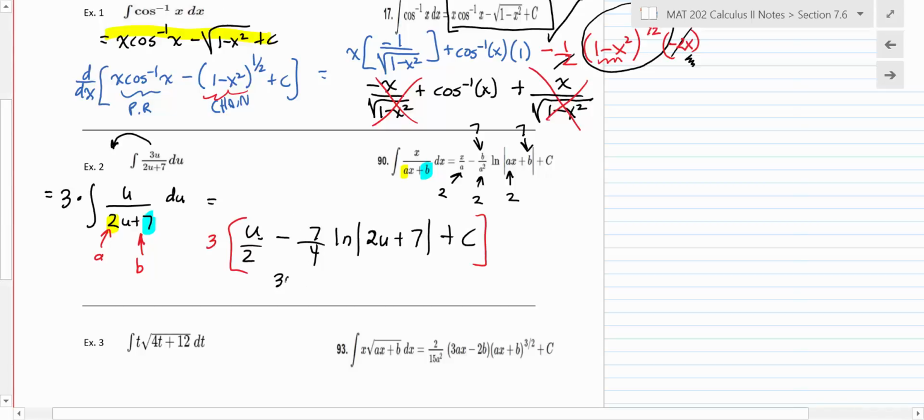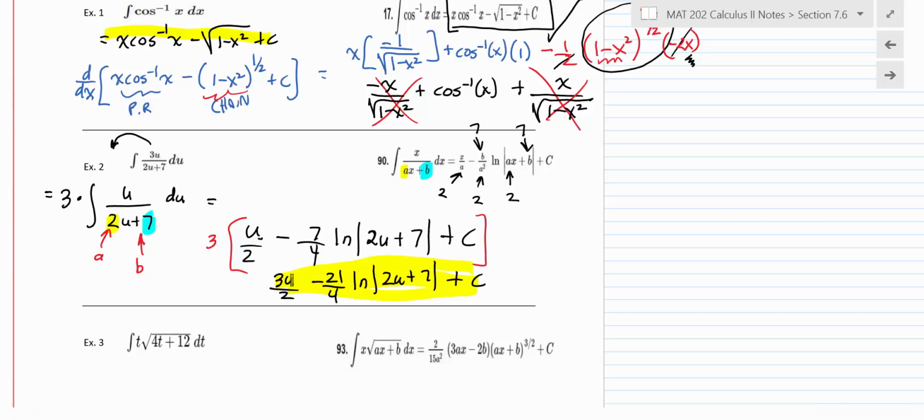So you should get 3u over 2 minus 21 over 4 natural logarithm 2u plus 7 plus c as your final answer to that integral. See, that's pretty straightforward. Find the integral that matches yours in the table, then plug it in. You're just doing a formula. Usually that's pretty easy for students. What do you think?